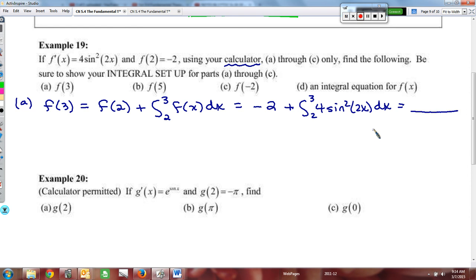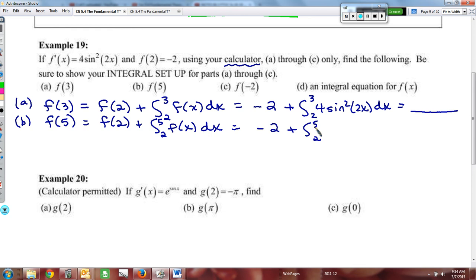Okay? I'll do all the calculator work one at a time. I'm going to write them all down and then I'll come back and put them in. If I want to figure out where I am at x equal to 5, I take where I was plus my change from where I was to where I currently am. So I calculate my net change. So in my calculator, I would type in negative 2 plus the integral from 2 to 5 of 4 sine squared of 2x dx.